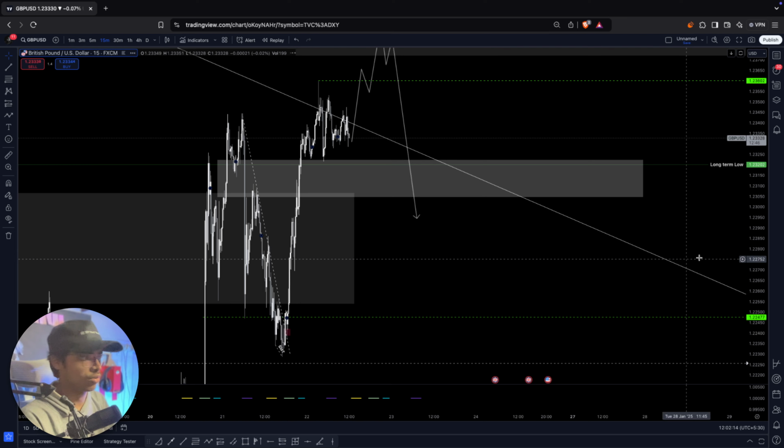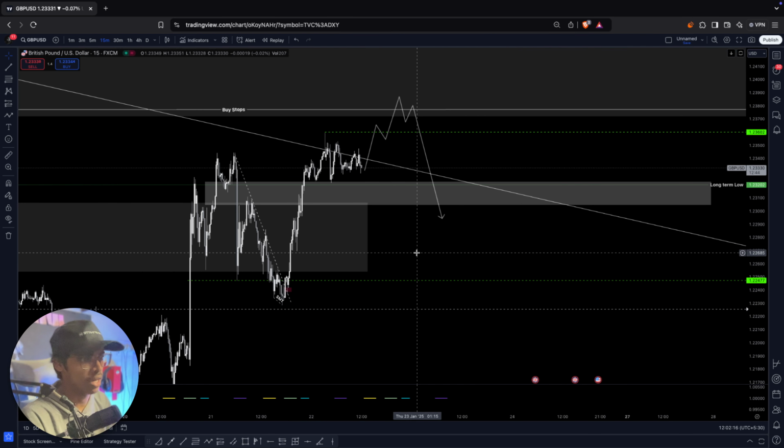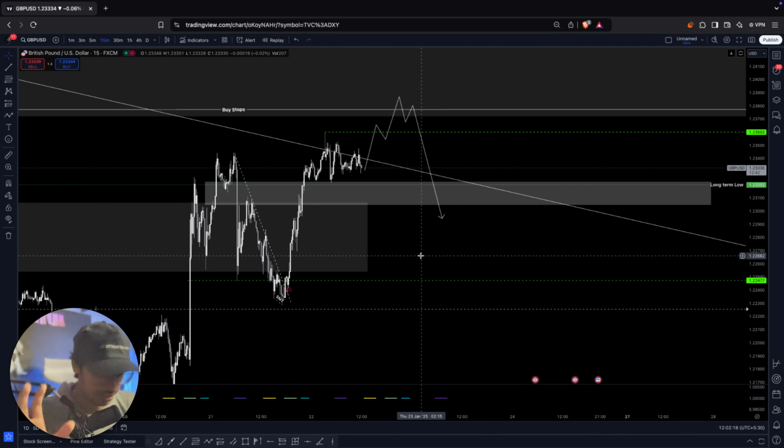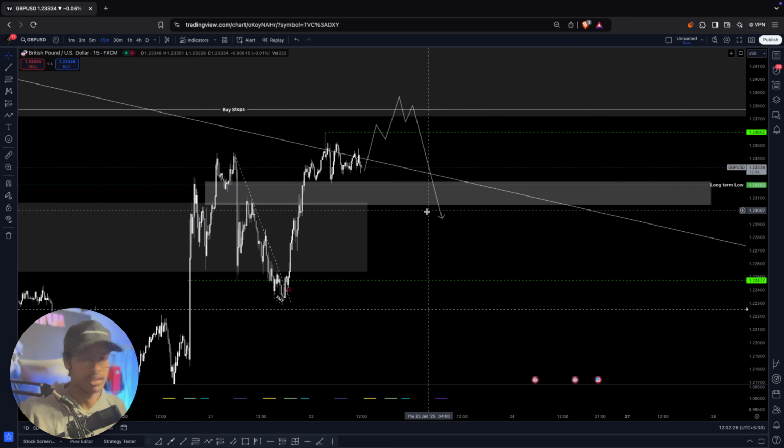So now you know what can happen in this particular market. And this is not some kind of signal. I'm just trying to analyze the market and show you what type of movement can happen, according to me.